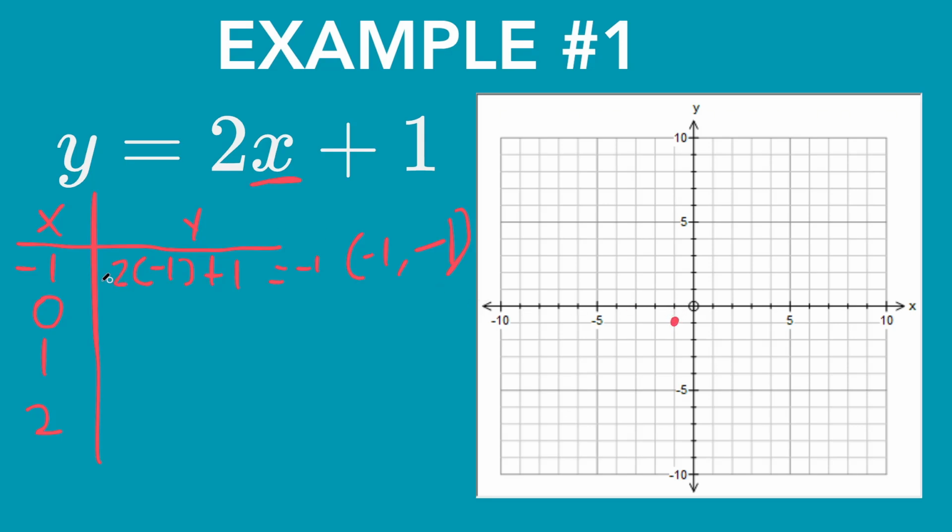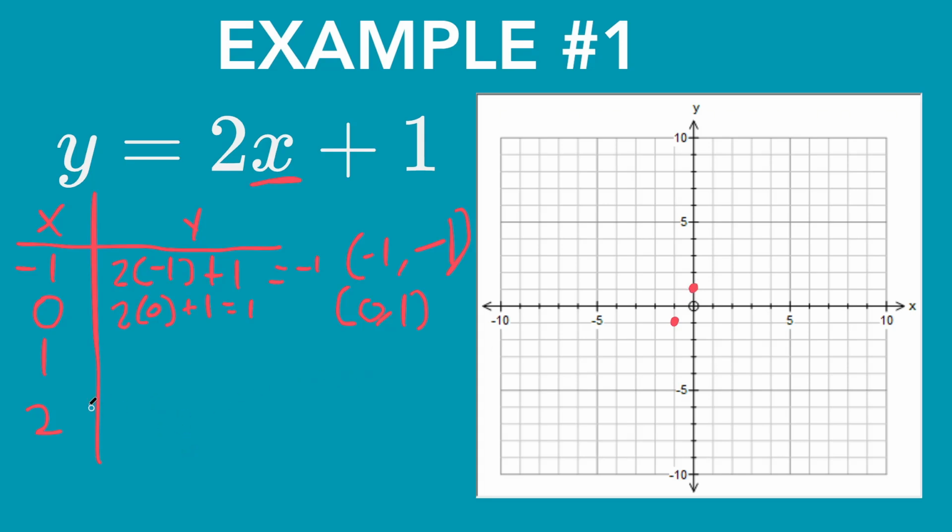Next, let's look at 0. 2 times 0 plus 1. 2 times 0 is 0, and 0 plus 1 is 1. So our y value is going to be 1. So when we do our coordinate point, it's going to be 0, 1. Now let's look at the graph. So we're here for 0, and we're at 1, so we're going to be over here.